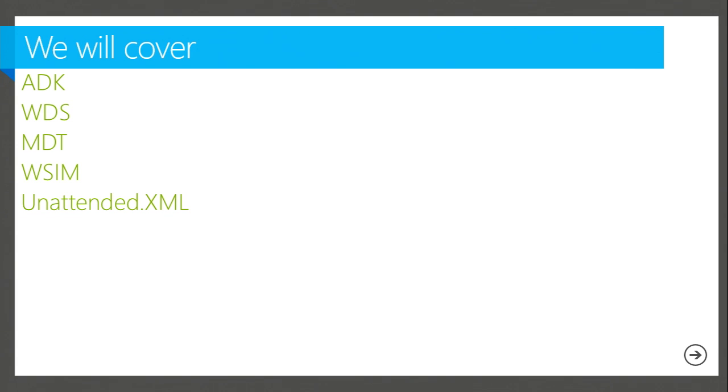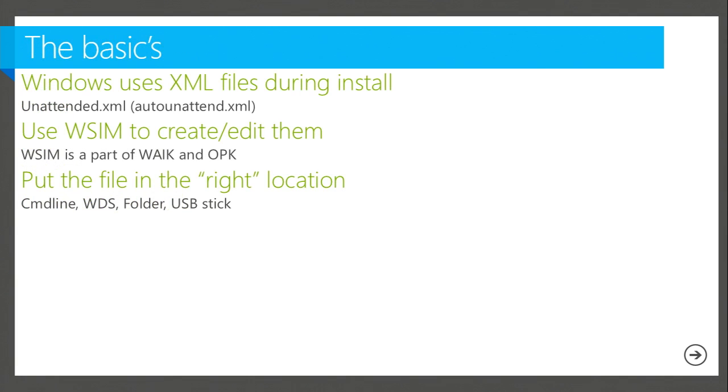And it starts with the unattended XML file. Yes, because the unattended file is the way we automate Windows. As I said, we use WSIM to manage, create, and edit them, or open a template. And then it's simply about making sure that that file is in the right location. And then setup will happily pick it up and use it. So let me show you real quick.